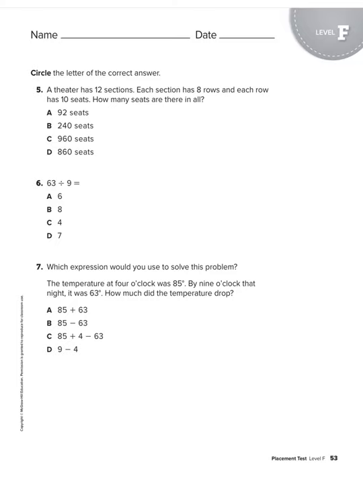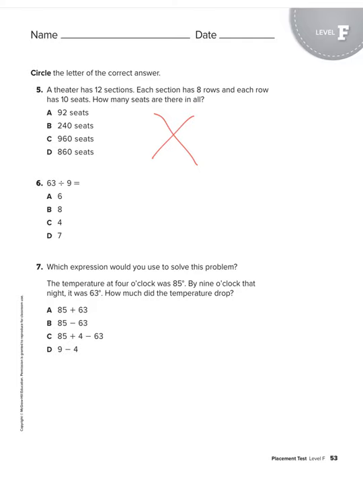Number 5, a theater has 12 sections. Each section has 8 rows, and each row has 10 seats. How many seats are there in all? For this problem, the method that you are going to use is multiplication. Again, in your Google slide, you're going to type in A, B, C, or D for your answer.